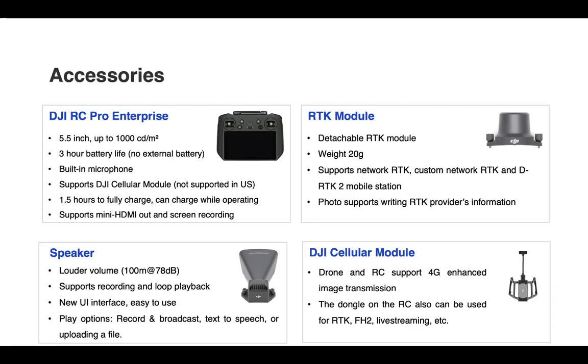Photos do support writing RTK providers information as well. So circling back on that metadata before, if you would open it up and you've connected to an N-trip network, you'll be able to see all that information included in the metadata.